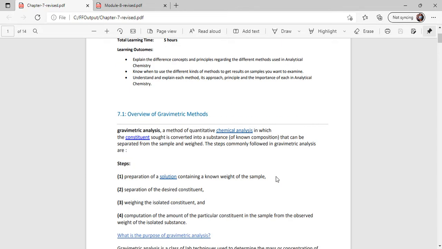So you have here an overview of your gravimetric method. So before I start, in these last two chapters, you have links on some words. If you see them in blue, and if you hover your mouse cursor over them, it will take you to the link where there is the definition of that word, a more broad explanation about it.